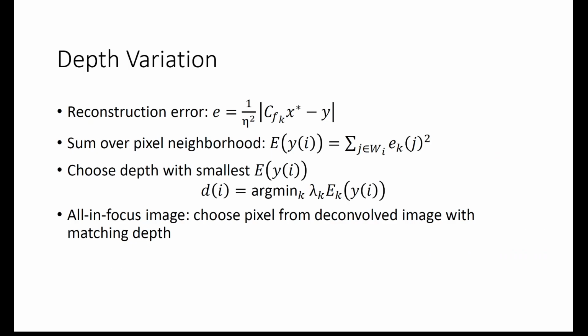Finally, we can calculate the reconstruction error for each pixel for each kernel. And we can take the sum or average over a pixel's neighborhood and compute this energy. Then we can get the correct depth by choosing the one with the smallest energy E. We can also recover an all-in-focus image by selecting pixels from deconvolved images with the correct depth.